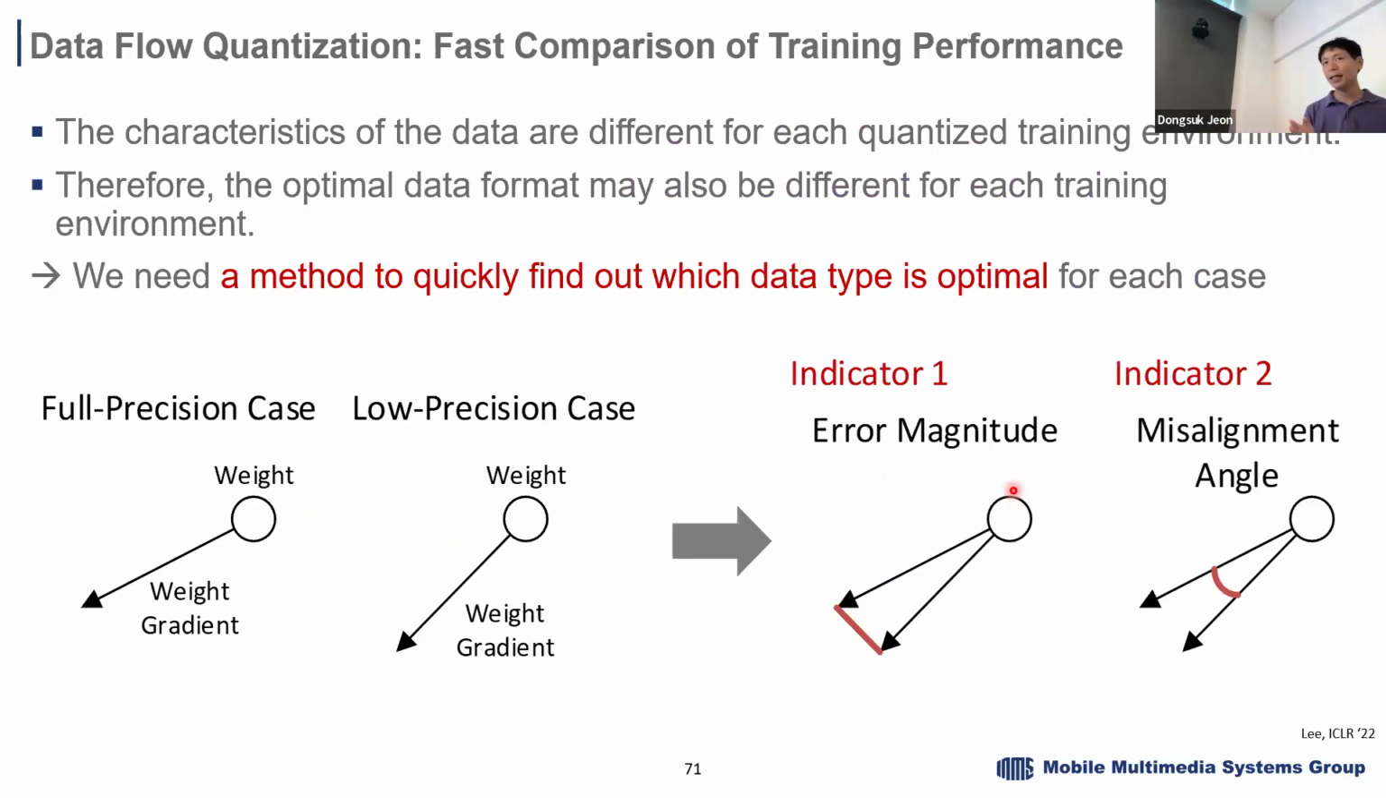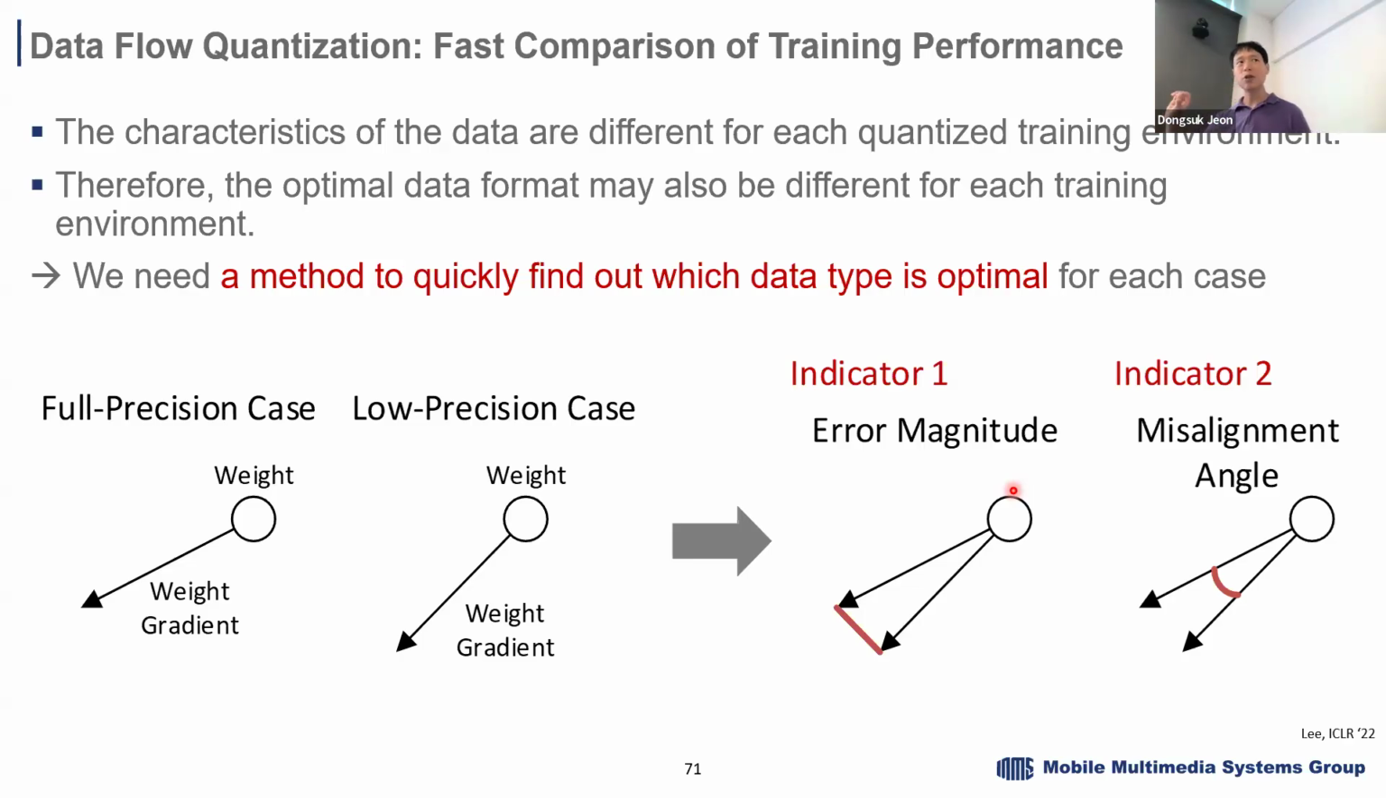And we thought that maybe we can take a look at the magnitude of errors caused by the quantization of a given data format. Then it can be a pretty good indicator for the performance loss at the end. So that was the basic idea. So maybe you can take a look at the error magnitude or misalignment angle. So we are comparing the error generated by the given data format to the error generated by the FP32 computation.